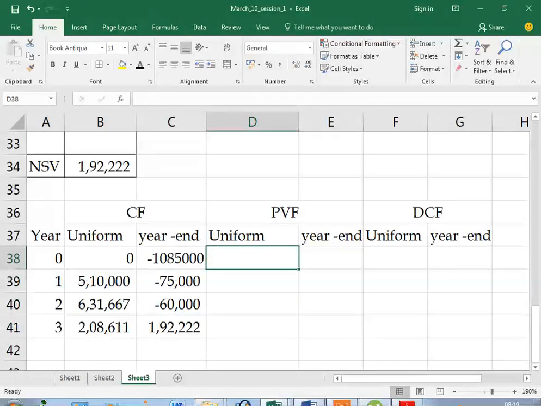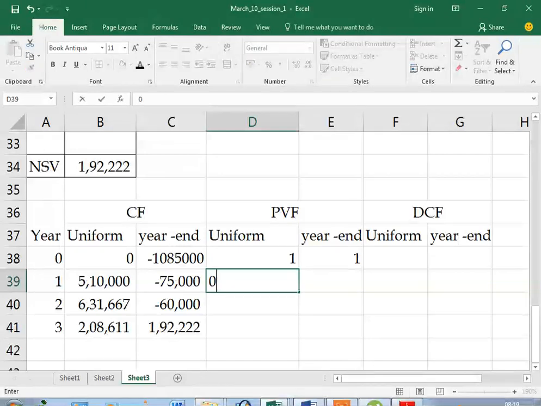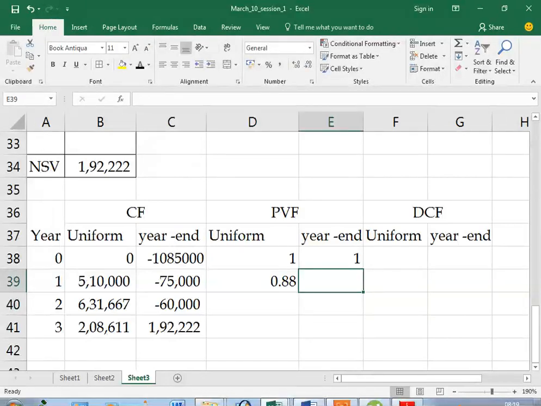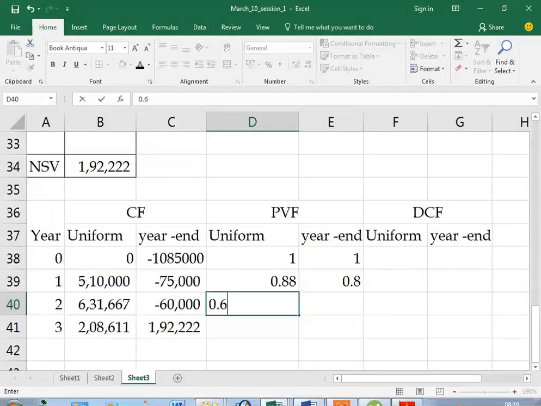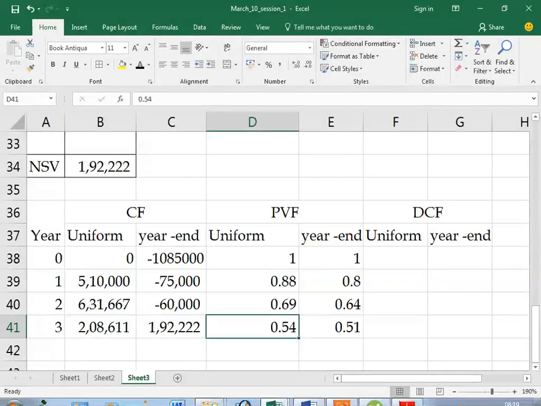Uniform means, one I am writing. 5,10,000, what is the discount factor for uniform? 0.88 and year end is 0.80. This is 0.69 and this is 0.64, 0.51 and 0.54. You do the multiplication and then get to the answer.